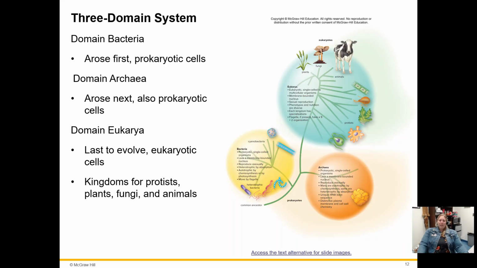Looking back through evolutionary history, we know that we have bacteria, which likely arose first, and they are prokaryotic cells. And then after that, we have archaea, which are also prokaryotic cells. And then finally, eukarya, which are eukaryotic cells. We've been focusing on this entire semester on those cells that have those large organelles, the nucleus, and that sort of thing. And eukarya includes the kingdoms protists, plants, fungi, and animals. So we're going to survey both bacteria and archaea, and then all 4 kingdoms of the eukaryotic world in Unit 5.